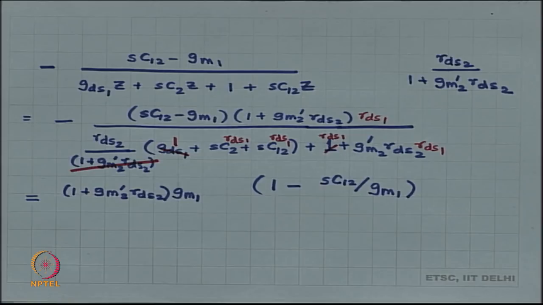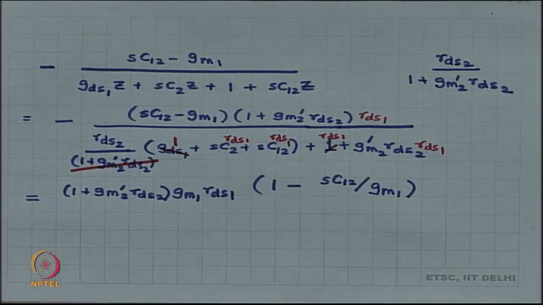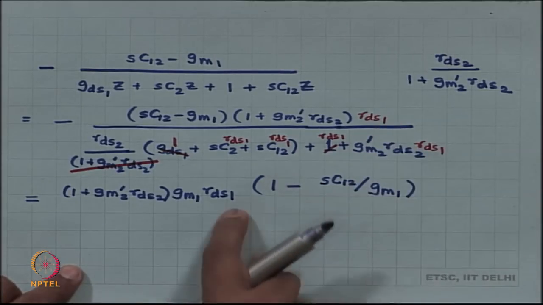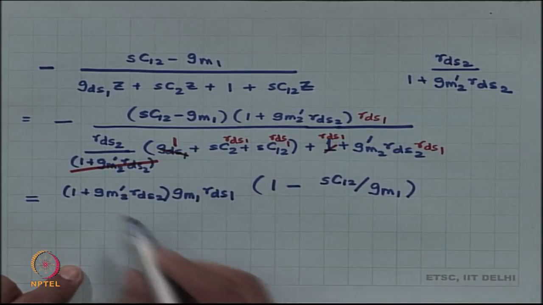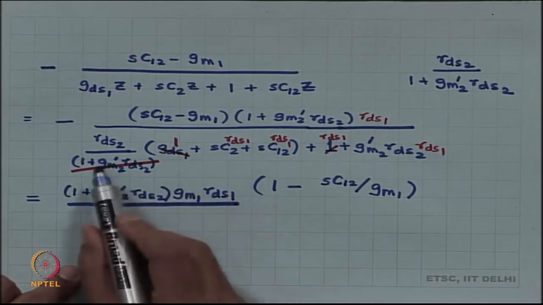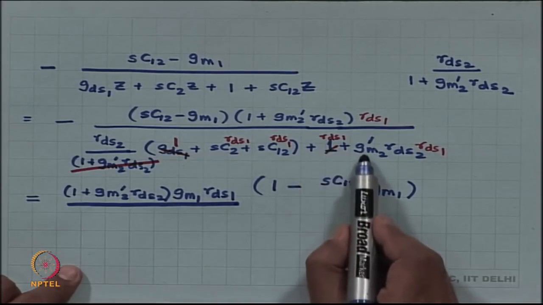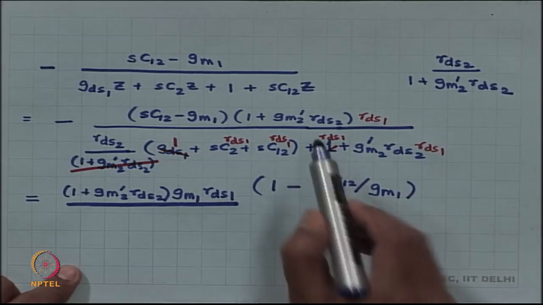Okay. So, that is why there was a slight inconsistency. Okay. So, I have taken out RDS1 from the numerator as well, and now from the denominator I need to take out RDS2 plus RDS1 plus GM2 prime RDS1 RDS2.